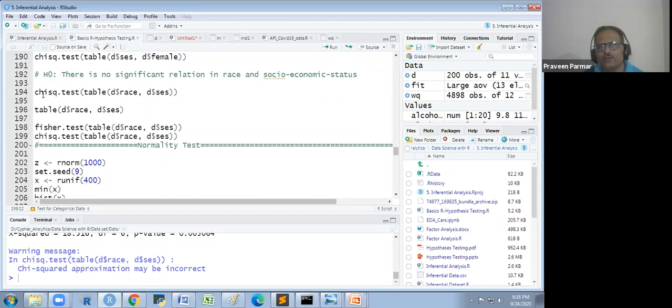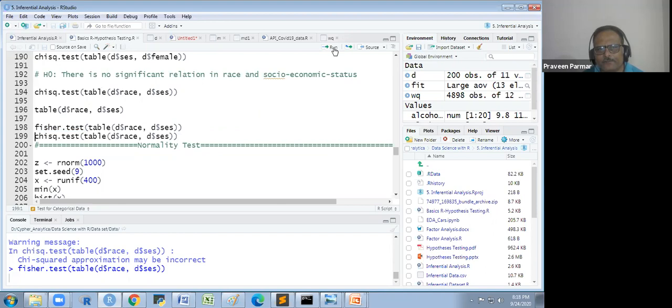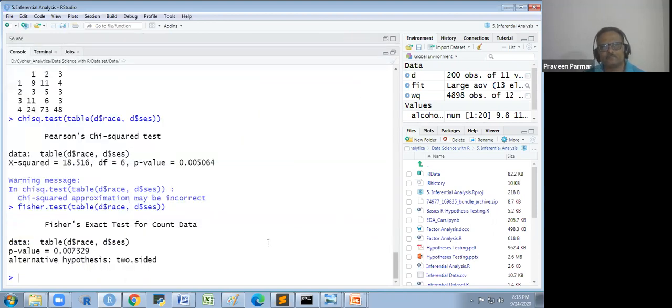So instead of chi-square, we will not apply chi-square now. We will apply the Fisher exact test, with the same attributes. You see, here I am getting the Fisher exact test for count data, the p-value is 0.007329. So we will take this test instead of that. Otherwise we could do the Yates correction also, but that is a manual process we have to perform. So it is better to use the Fisher exact test, and it is 0.0073.